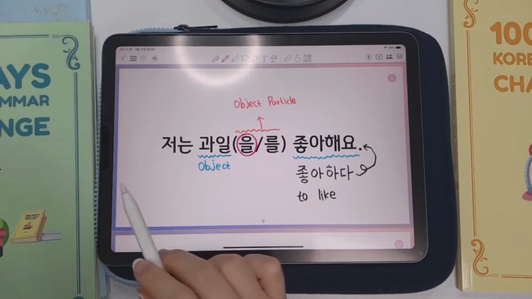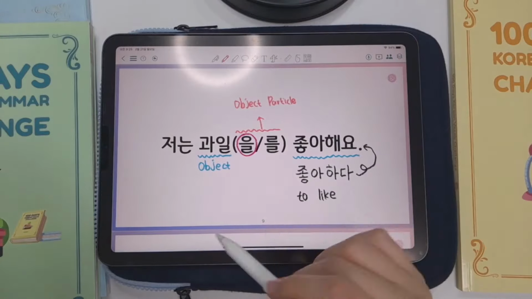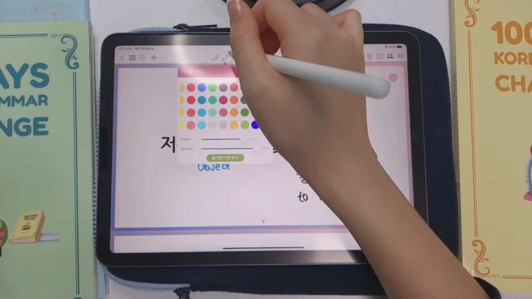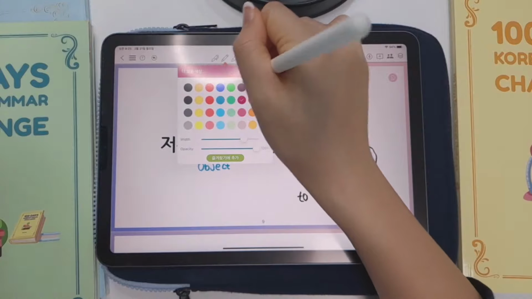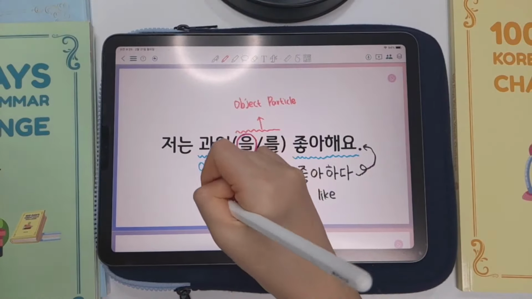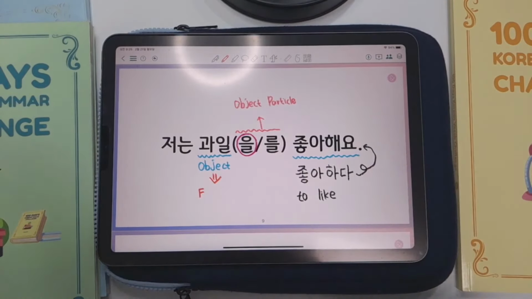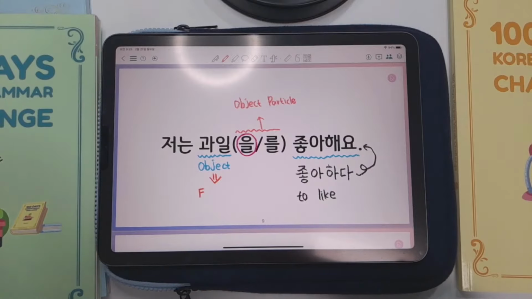So what does this mean? The meaning of this sentence. What is 과일? What is 과일, guys? 과일. It starts with F. Marilyn, don't cry. It's okay. Now you know the answer. So what is 과일? 과일 is, yes, Amanda 씨, perfect.